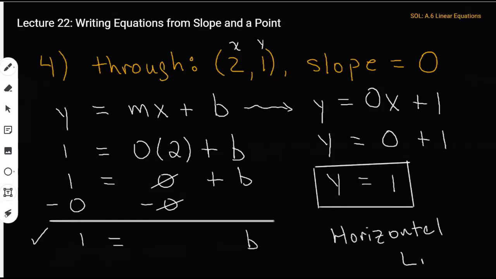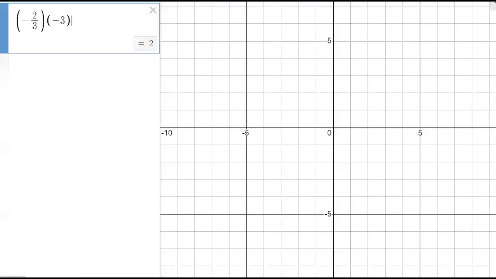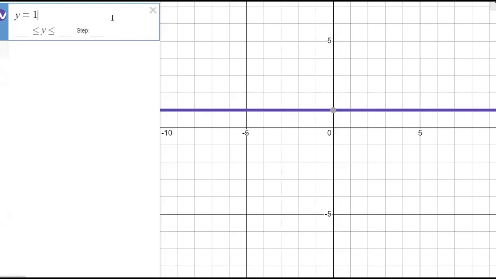So what I'm going to do now is graph it, and I'm going to show you what it looks like. So going back to Desmos, I'm going to X out of this, and I'm going to type in what my answer just was. Y equals 1. And watch what shows up on the screen. You get this horizontal line at 1. That's what it looks like. And of course, it's a horizontal line, right? So the slope is going to be 0. You already know that. Let's look at a vertical line.